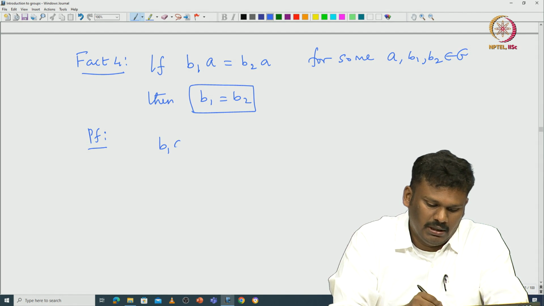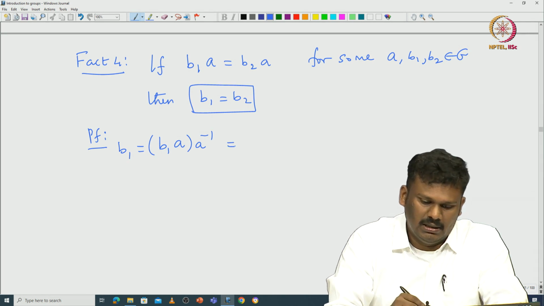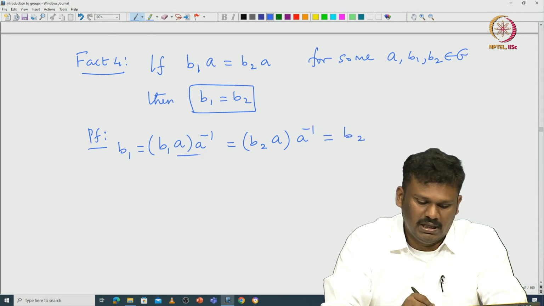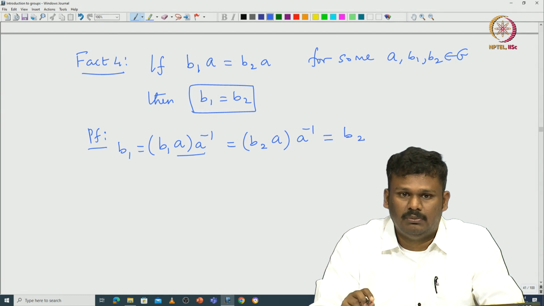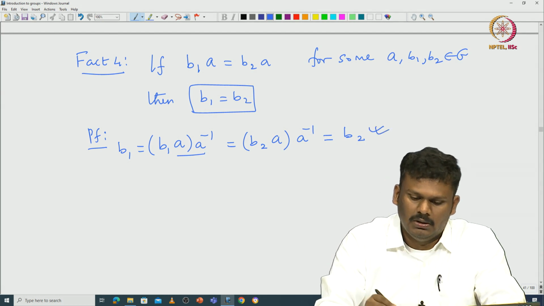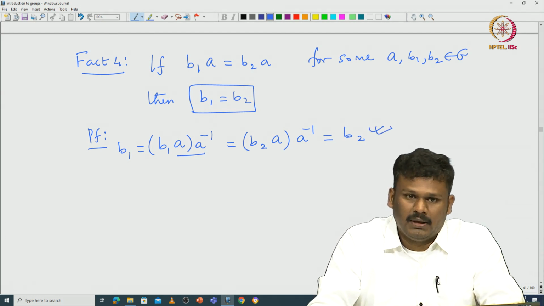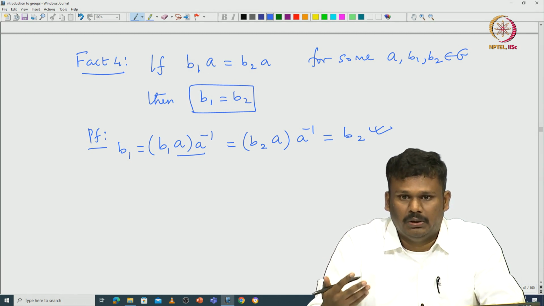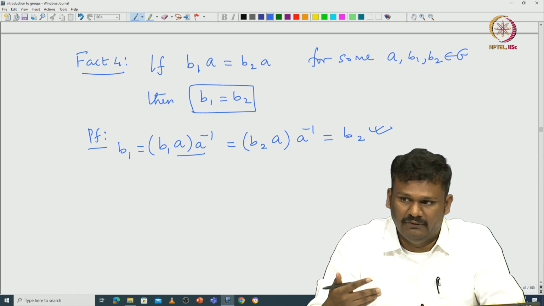You take B1A and then multiply with A inverse. So then you get B1 on the left hand side. On the right hand side you get B2A and then you multiply with A inverse. So then you get B2, because this A inverse becomes identity. So you get B1 equal to B2. So when you are doing it for the first time, I would recommend not to miss any steps. Better you just go through step by step and then see what properties of groups you are using to justify each and every step.